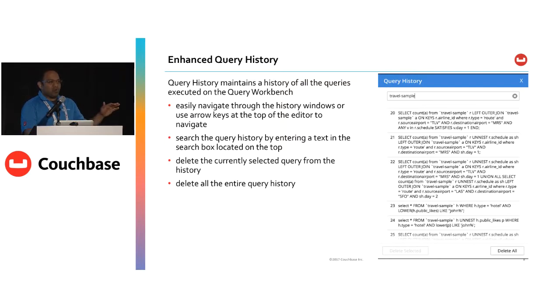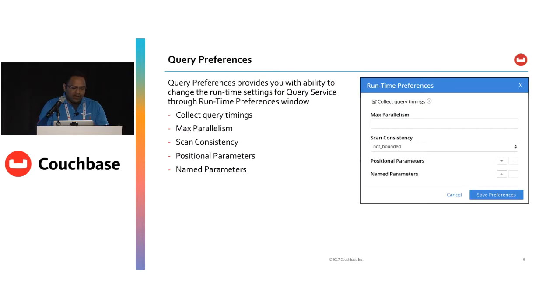And again, I'm trying to go quickly so that we'll have a live demo to talk about exactly the stuff I'm talking about here. Query preferences: in the past, for the query service, which is your NQL service, if you wanted to set the parameters for that, you would have to go to the CBQ, which is our command line tool, to set the runtime parameters.